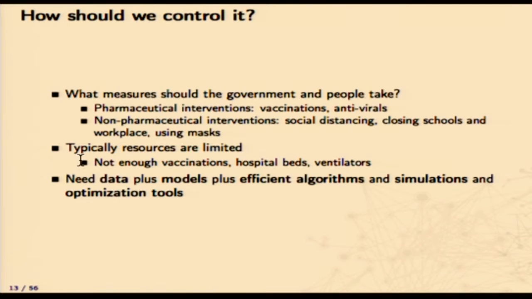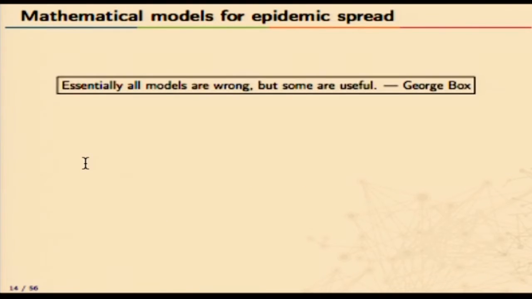Typically, resources are limited. If you have enough resources, then these are not difficult questions. But almost always there is a shortage of vaccines, not enough hospital beds, and so on. So now we need data, models, and good optimization tools. Okay, so now we'll talk about models for a little bit.